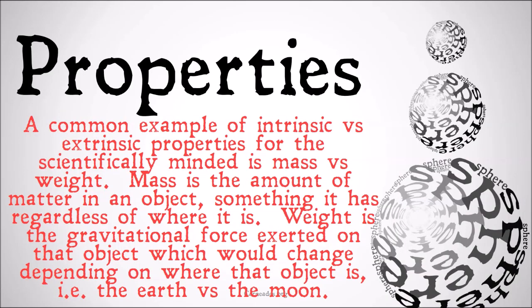A common example of intrinsic versus extrinsic properties, for the scientifically minded, is mass versus weight. Mass is the amount of matter in an object, something it has regardless of where it is. Weight is the gravitational force exerted on that object, which would change depending on where the object is. For example, on the Earth versus on the Moon.